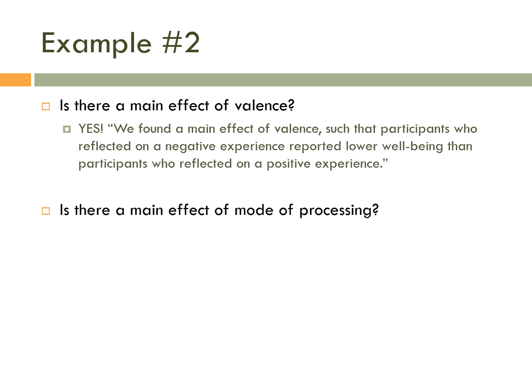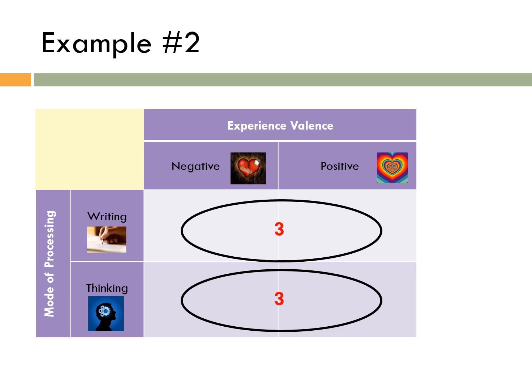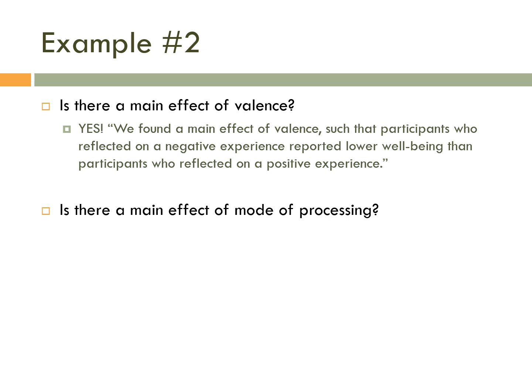But when we're doing a factorial, we also add in the second main effect, and this is for the mode of processing. So here in our visualization, we have the 2 versus 4 in the writing, whether it's negative versus positive, and within thinking 2 versus 4. We average those, we get 3 and 3, and we ask, are those different? Well, I don't think so. So here, is there a main effect of mode of processing? No. The average marginal means 3 and 3 are the same.